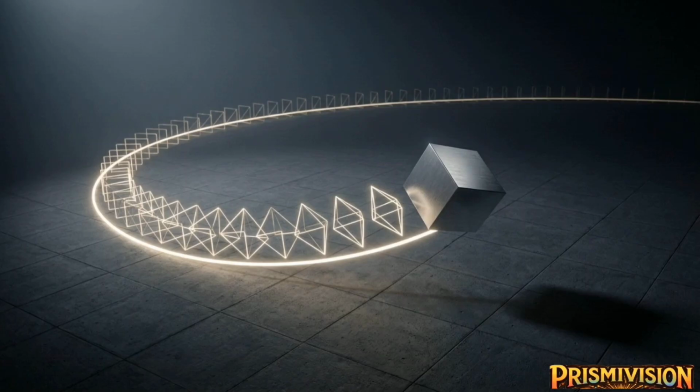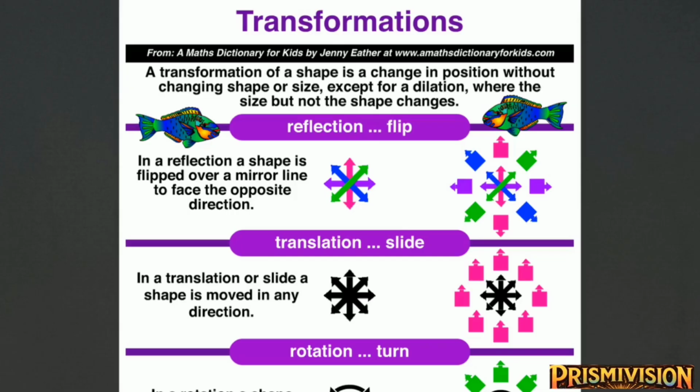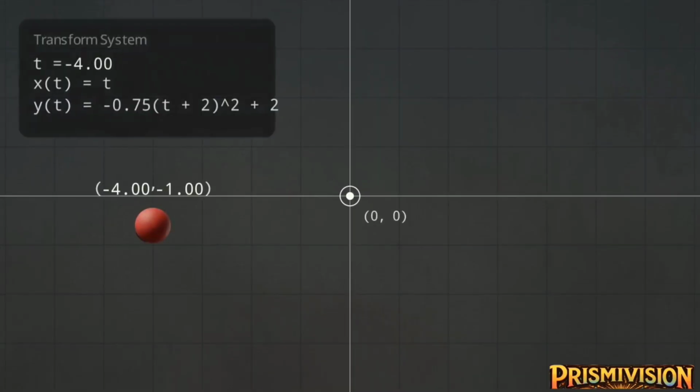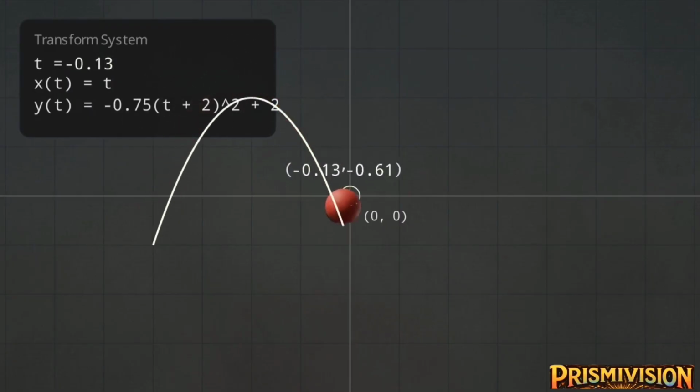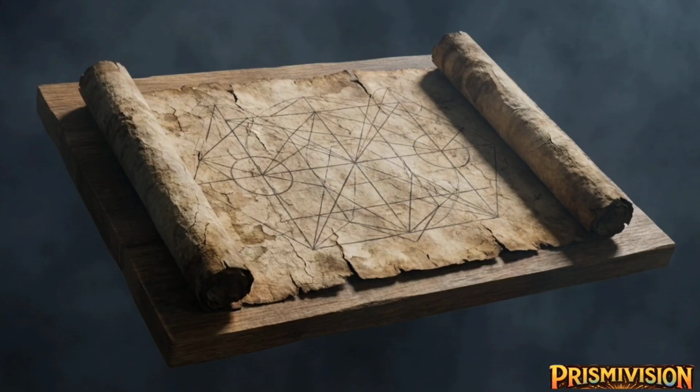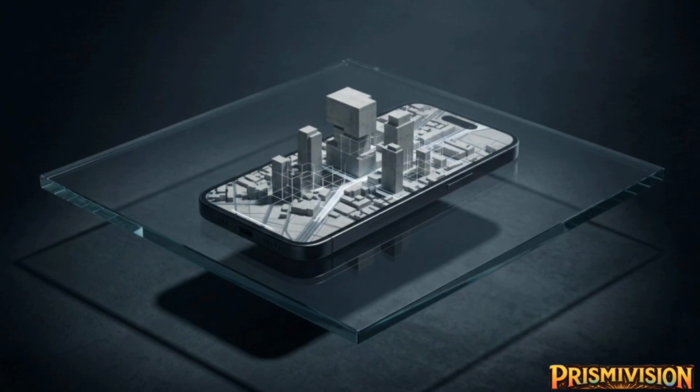Geometric laws also dictate how objects move through space using mathematical transformations. Rigid motions, like the translations and reflections shown at the top of this diagram, move a shape without altering its size or form. Non-rigid motions, such as the dilation shown below, enlarge or reduce an object while preserving its similarity. By applying these transformations to coordinates on a plane, we can mathematically define every possible movement of an object through space.